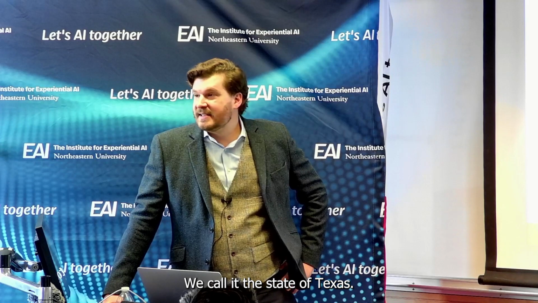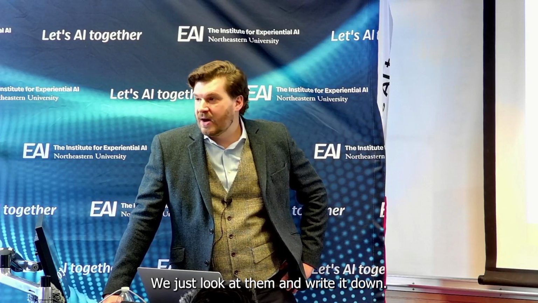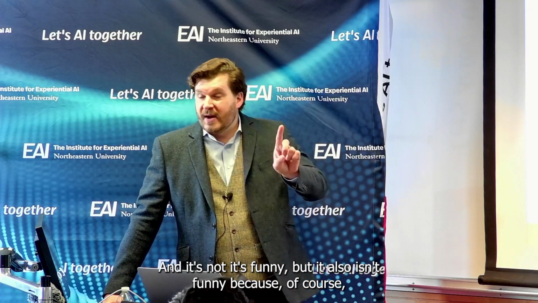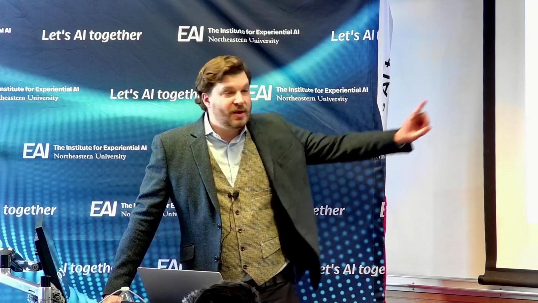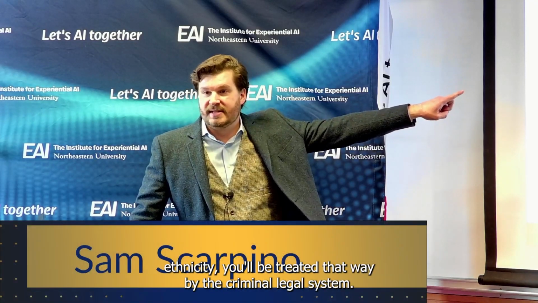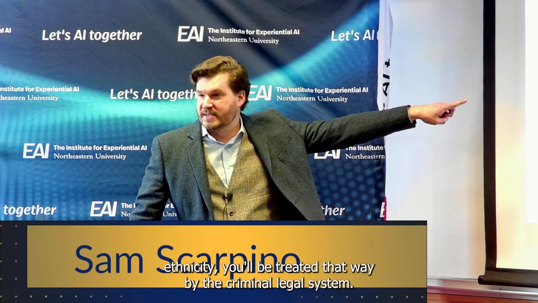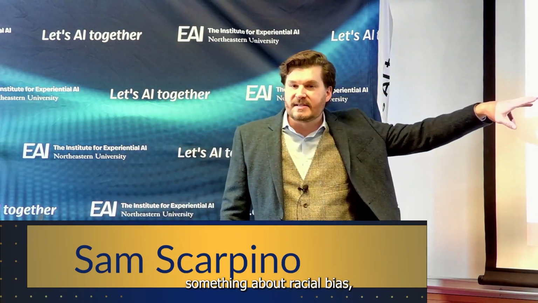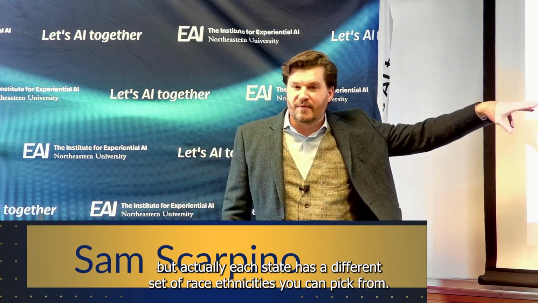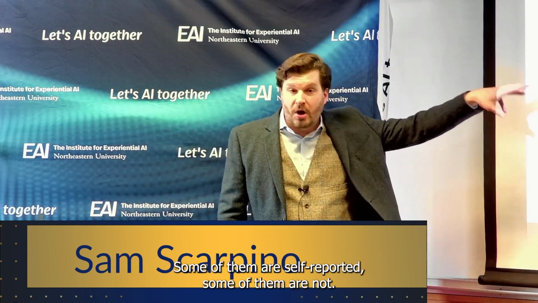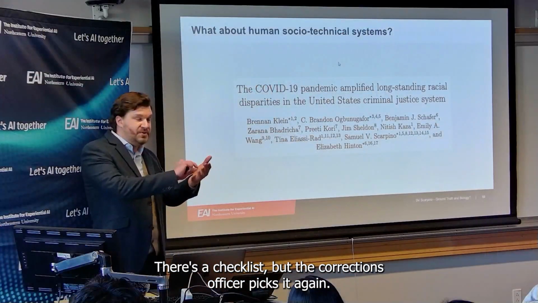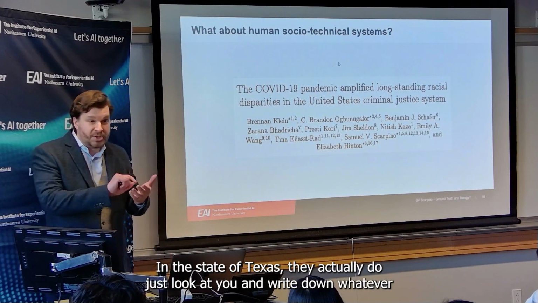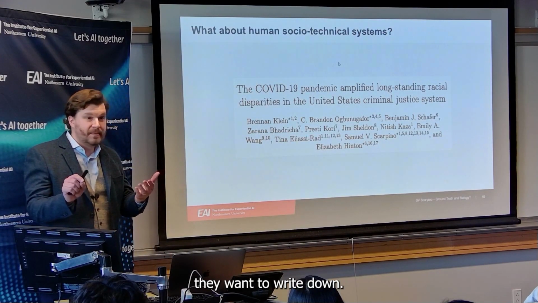We called up the state of Texas, and they said, well, what do you mean? We just look at them and write it down. That was their official answer. And it's funny, but it also isn't funny because, of course, as soon as you're entered in the computer as a particular race ethnicity, you will be treated that way by the criminal legal system, right? So the challenge here is that we're trying to understand something about racial bias, but actually each state has a different set of race ethnicities you can pick from. Some of them are self-reported, some of them are not. There's a checklist, but the corrections officer picks it. Again, in the state of Texas, they actually do just look at you and write down whatever they want to write down.